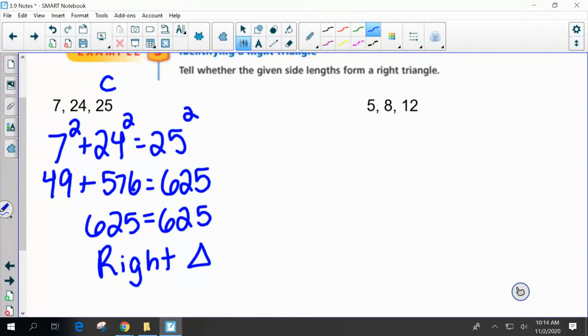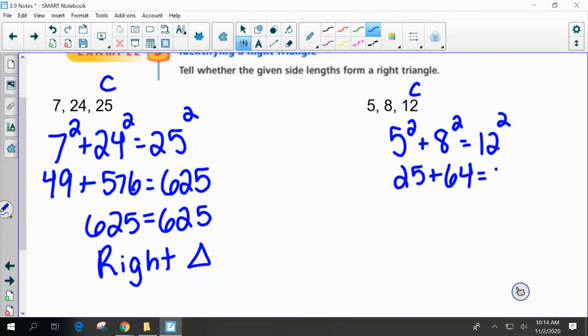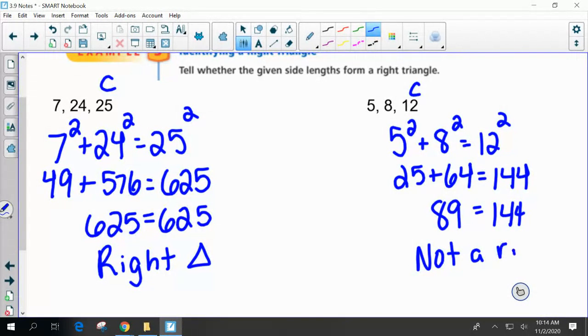Okay, so if you look at 5, 8, and 12, we're going to go through the same process. So which one has to be C? 12. 12 has to be C. So 5 squared plus 8 squared equals 12 squared. So 25 plus 64 equals 144. And I believe that together equals 89. And that would not be true. So this is not a right triangle. Does not form a right triangle.